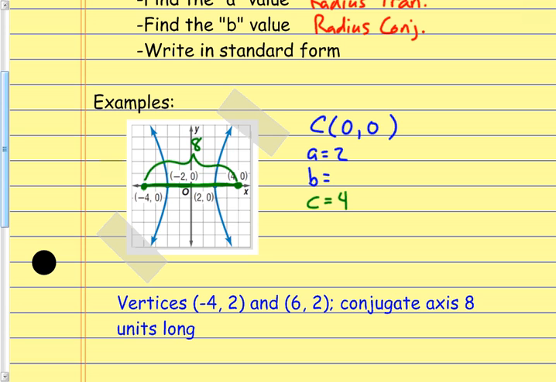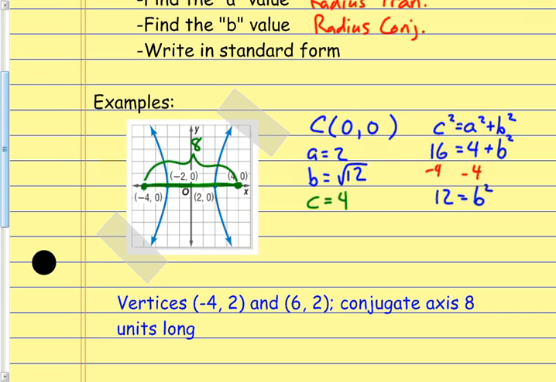All right, and now I can use this formula, c squared equals a squared plus b squared, and I can solve for my b value. So here I've got 16 equals 4 plus b squared. I subtract the 4. That gives me 12 equals b squared. And then I can take the square root of each side, and I'm going to find out that b equals the square root of 12. I'm not going to bother simplifying that or reducing it anyway, because when I plug this in, I'm going to be undoing that square anyway.